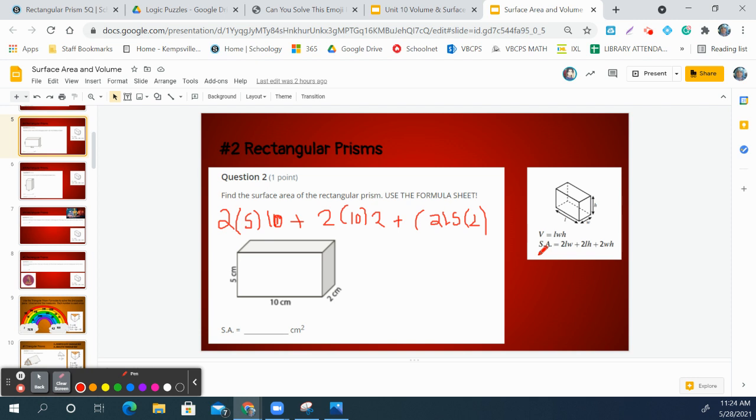160. Should be 160. I put each equation, and then I put 2 times 2 is 40. And 40 plus 20.